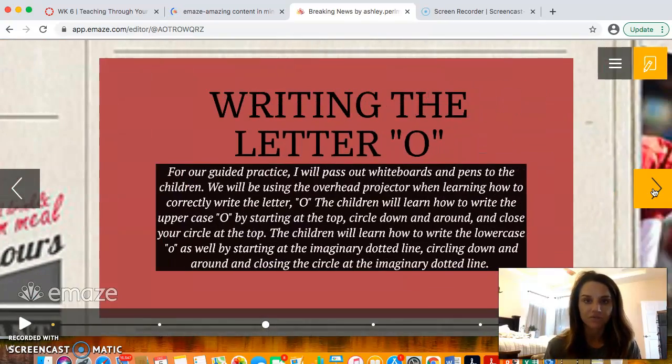Next, we're going to jump into writing the letter O. So for our guided practice, I will pass out whiteboards and pens to the children. We will be using the overhead projector when learning how to correctly write the letter O.